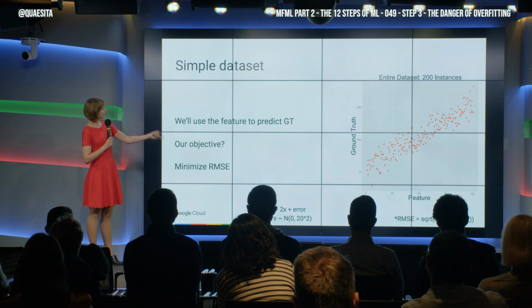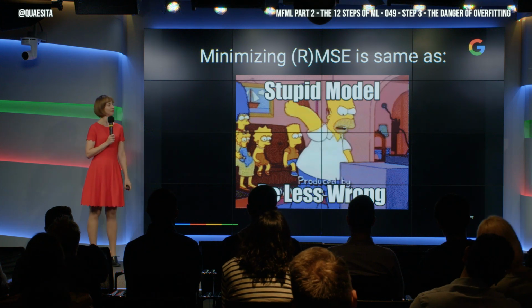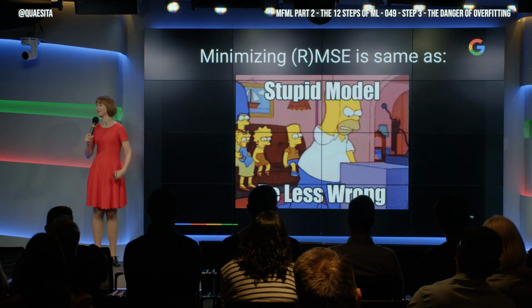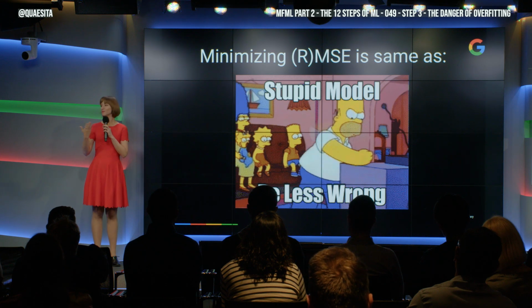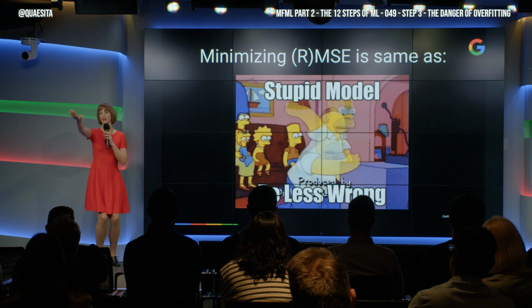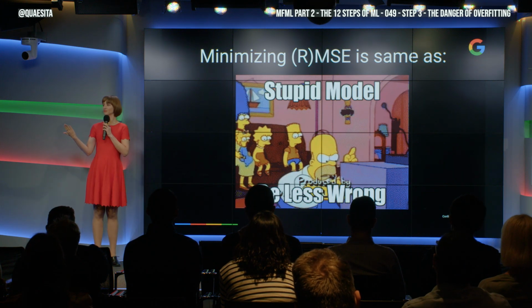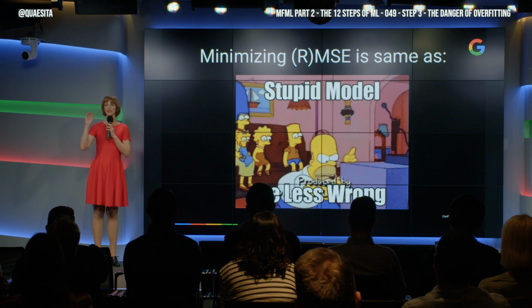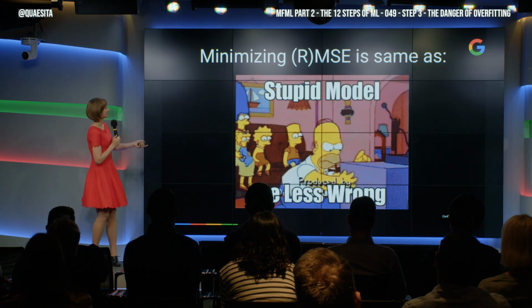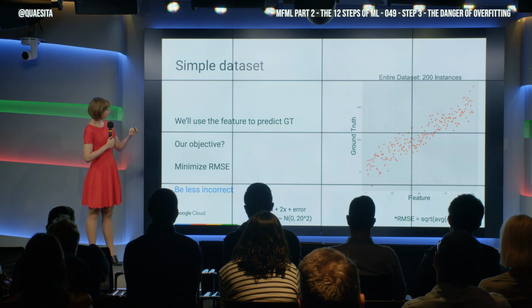Nice. Or another way of thinking of RMSE is simply that: stupid model, be less incorrect. That's what we're going for. So we do better when RMSE goes up or down? Better is less of it, less error. And what's the best possible RMSE? 0, no errors at all. Fantastic. So we are going for be less incorrect.